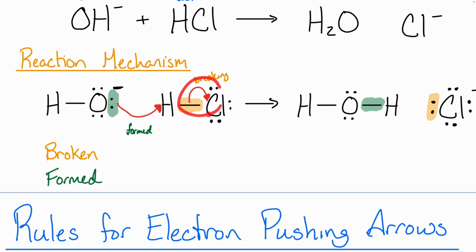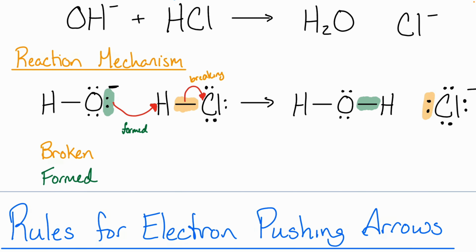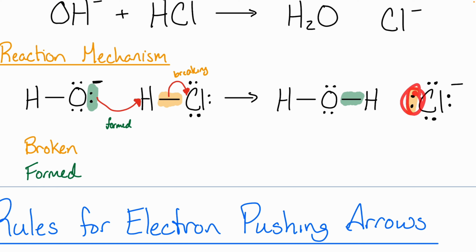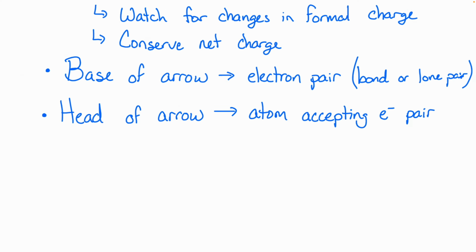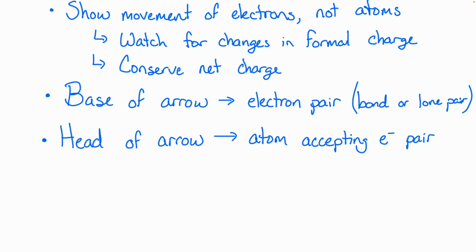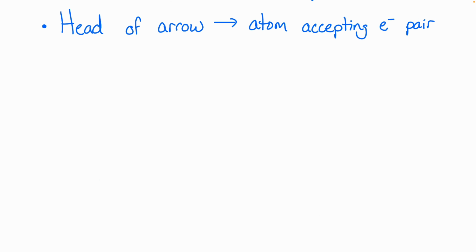All right, in our other example here, the head of that arrow was on that chlorine atom. That chlorine atom was accepting that pair of electrons, becoming the chloride ion. All right, so base of the arrow at a pair of electrons, head of the arrow at an atom. Okay, and there are certain patterns that we're going to see over and over again for our electron pushing arrows.